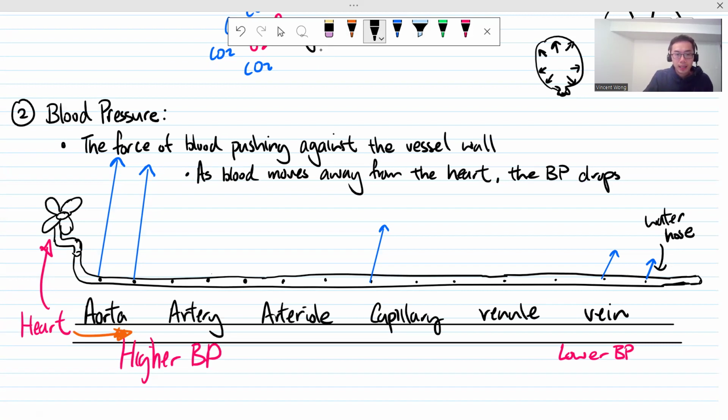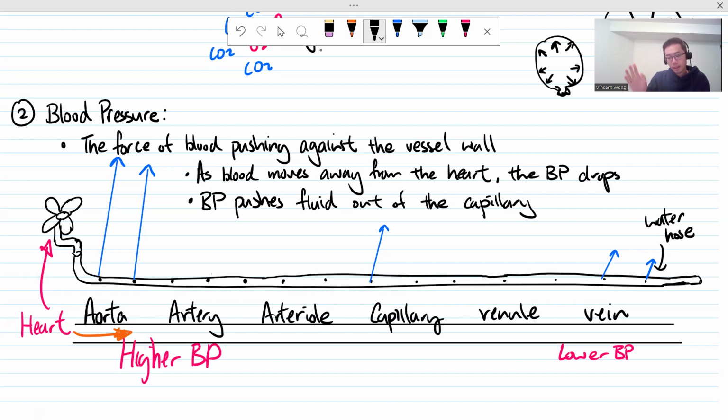Okay. And then what is the effect of blood pressure on capillary exchange? Well, just like the water hose thing, you squirting water all over the place. Blood pressure pushes fluid out of the capillary. Okay. Now, it's not blood that you are pushing out. Like that would be like internal bleeding. We're just pushing out the fluid portion of the blood, a little bit of it.